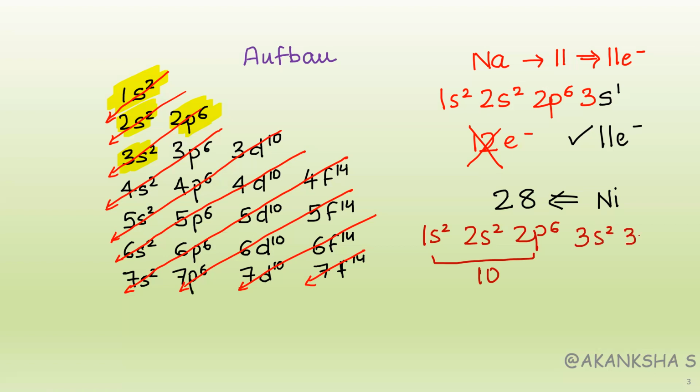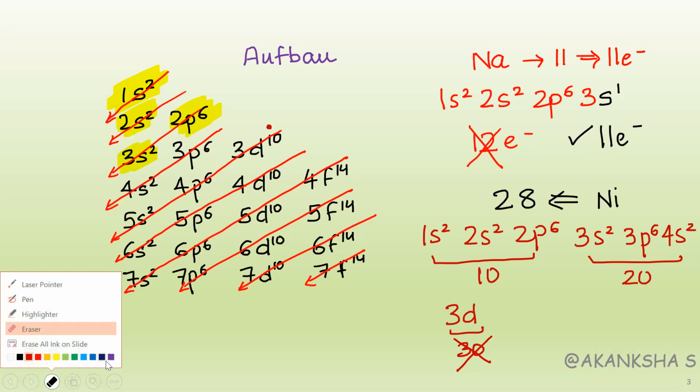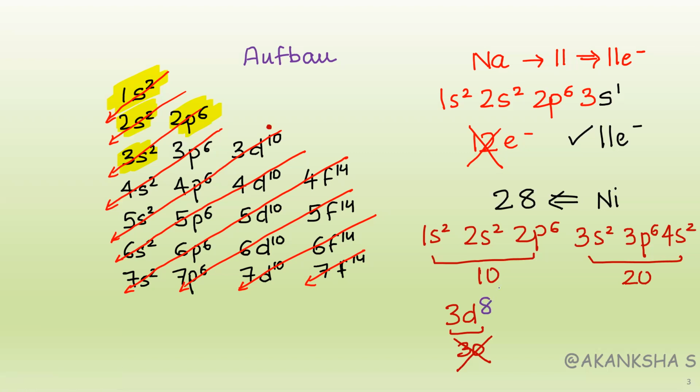Then we have 3s2, 3p6, 4s2. Again 10. 20 done. 20 electrons are filled in. Now we need 8 more electrons. We come back over here. So 3d10. If I put 3d10, it would make it 30, right? We do not want 30. So we'll modify the d orbital. We are putting only 8 electrons over here. Now when you count 2 plus 2, 4, 6, 10, 12, 18, 20, 28.